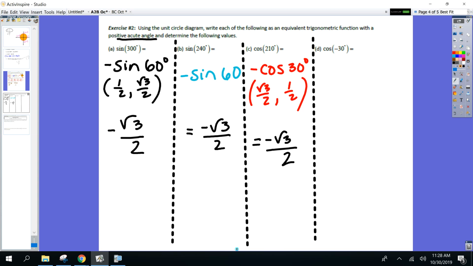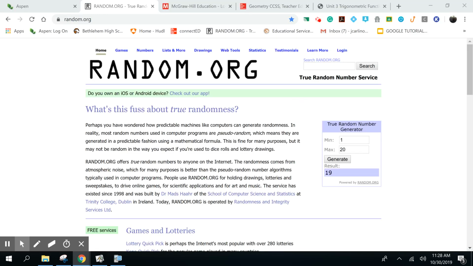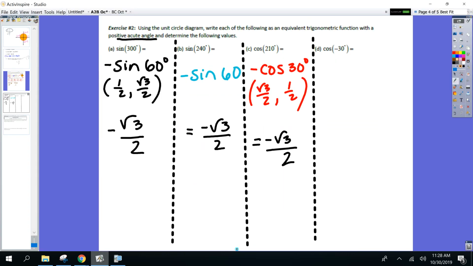Now might have some issues. Cosine of negative 30. Just want to know, what quadrant am I in? Quadrant 4. And what do you know about cosine in quadrant 4? Look, it's just going to be cosine, no negative out in front because it's positive in the fourth.